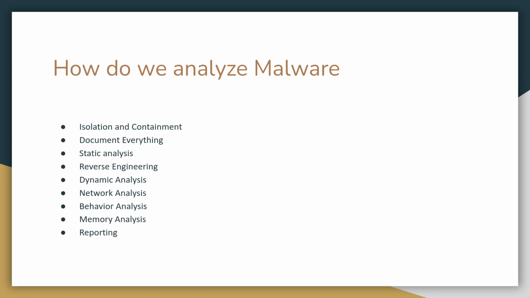or trying to connect to a C2, a command and control server. Then there's behavior analysis, seeing what happens if it's unable to connect to a network, and what happens when it's able to connect to a network. Memory analysis is when you take a dump of the RAM and look at what changed and everything that was opened and changed by the malware, and all that good stuff.